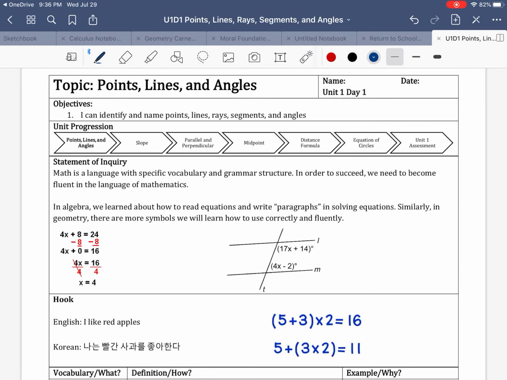In algebra, for example, we learn how to read and write paragraphs when we solve equations. Similarly, in geometry, there are more symbols that we will learn how to use correctly and fluently. So as an example here, I have an equation that shows how many of us would write out each step to show the correct answer. And we can think about each line as a sentence and all of the lines put together as a paragraph.